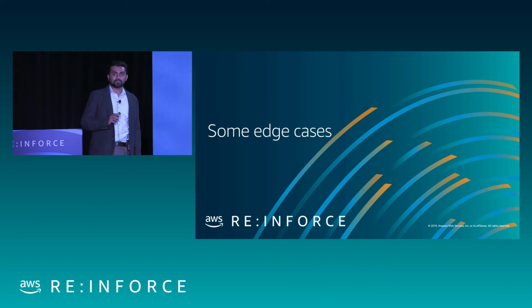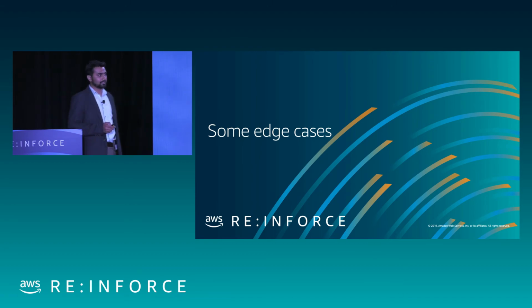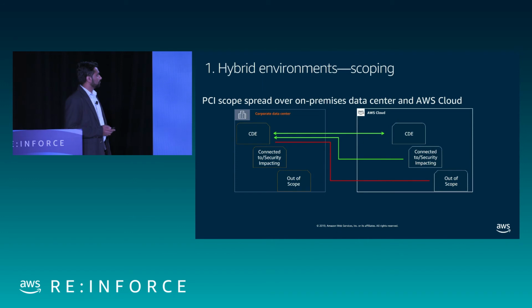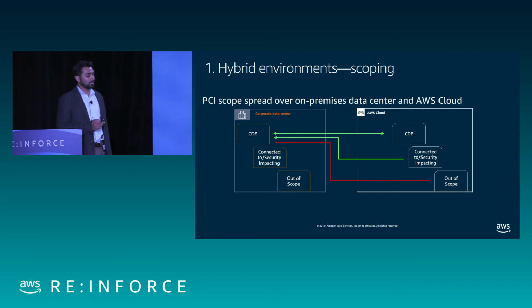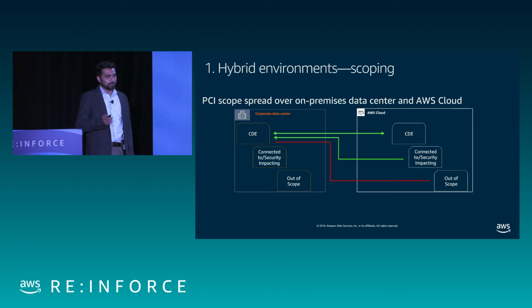Now, with these concepts in place, we've seen how scoping works and how segmentation should look. We also have some edge cases that we should consider. Let's start with hybrid environments. We often see customers using hybrid environments where they have their on-prem data center and also their AWS cloud environments. And for PCI workloads, sometimes we see use cases where they have the PCI systems in both of these environments.